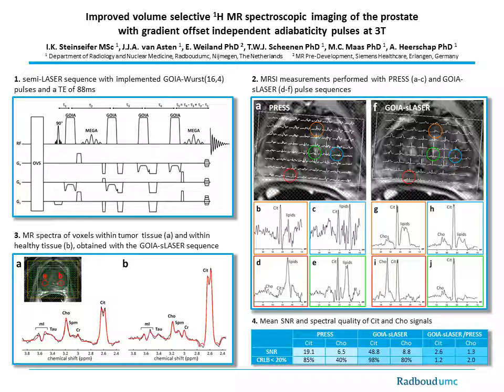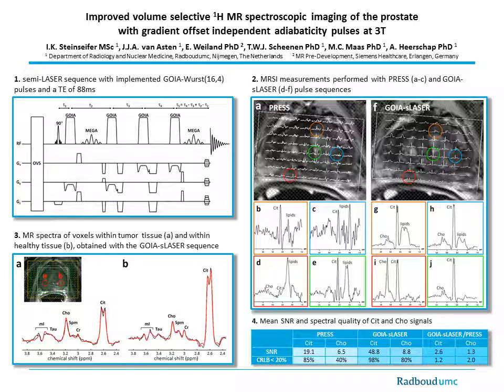GOIA-WURST pulses have a modulated gradient shape in addition to the frequency and amplitude modulation used in most adiabatic pulses. This time-dependent gradient affects the frequency sweep experienced by the spin system in such a way that the adiabatic condition can be fulfilled with a much lower RF power. As a result, GOIA pulses need less RF power than other adiabatic pulses, but have the same benefits.